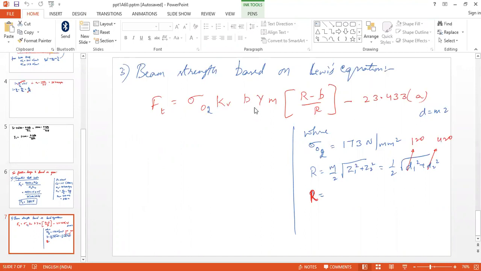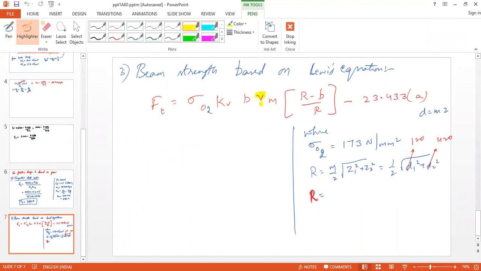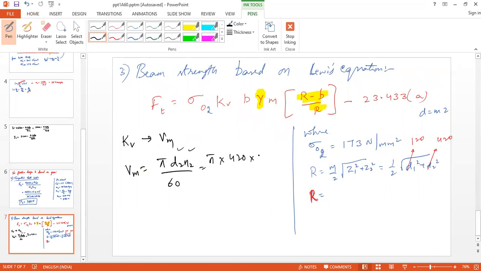Okay, the value of Y you got in terms of module m, right? You got this in terms of module m, and you know the value of R and B. And what is kV? kV is dependent on Vm. Vm is equal to pi D2 N2 by 60. We know these two values. We know D2, we know N2. So that is equal to pi into 420 into 357.14 rpm divided by 60. So the value of Vm is 9.8 meter per second.